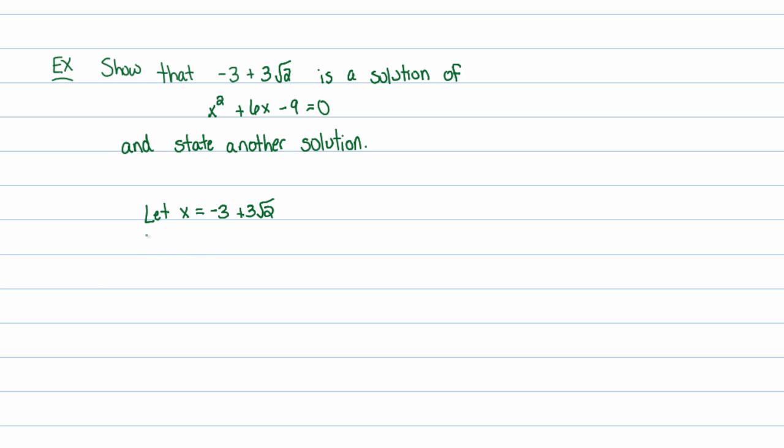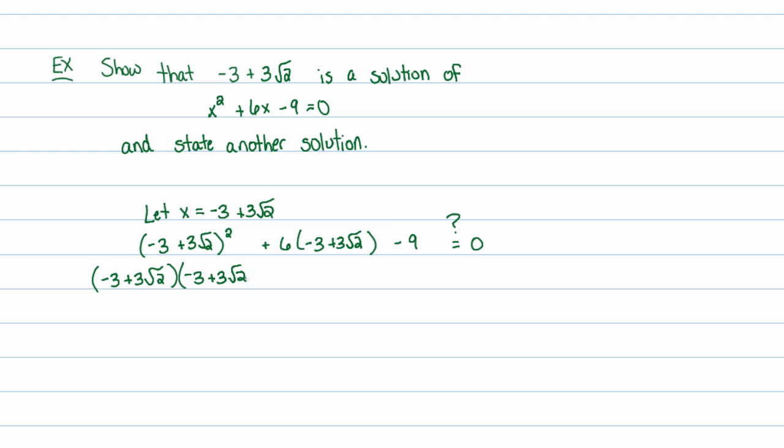There we go. We originally had something squared plus 6 times something minus 9, and we want to show that that's equal to 0. Right now we don't know if it's equal to 0, but we're going to eventually show that it is. Inside those parentheses, we'll put negative 3 plus 3 root 2. This first thing is saying negative 3 plus 3 root 2 times negative 3 plus 3 root 2. That's what the first term is saying.